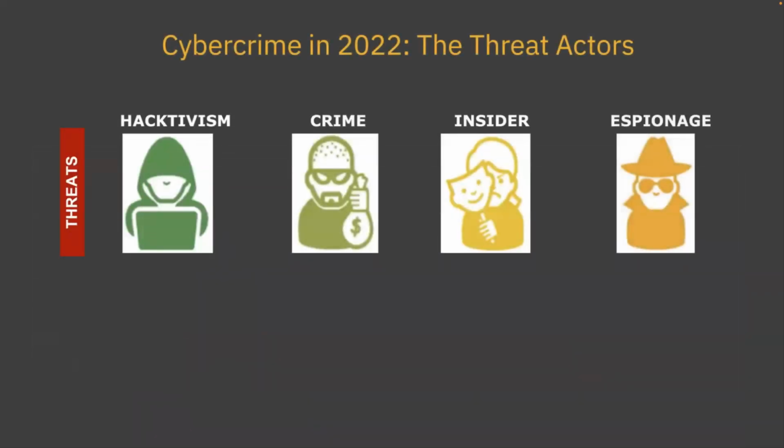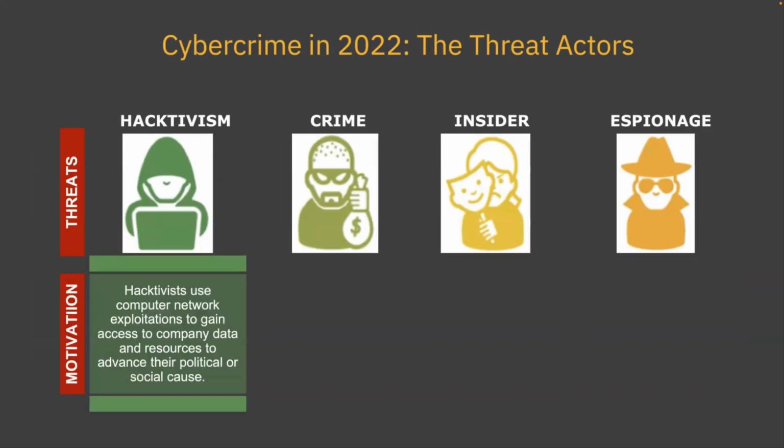So when we talk about the threat actors in 22 and 23, you can see that they fall into a number of different categories. So hacktivists, of course, they've got a point to make. They want to use network exploits. They might be script kiddies. They might be activists, the Extinction Rebellion, things like that. They've got a point to make.